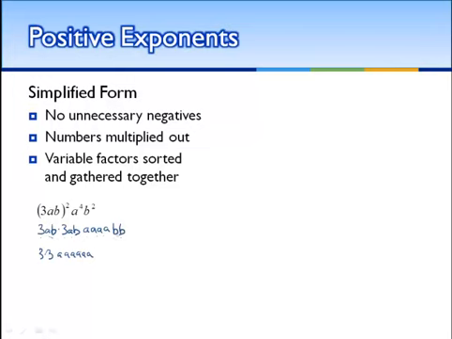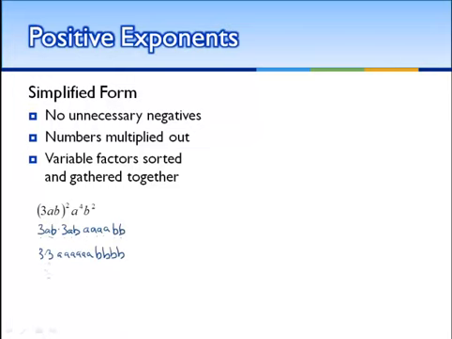And 1, 2, 3, 4 B's. And now we'll walk through the rules of simplified form. First of all, there should be no unnecessary negatives. That's not a problem here because there's no negatives at all. Second of all, any numbers, which I've moved to be in front here, need to be multiplied out.